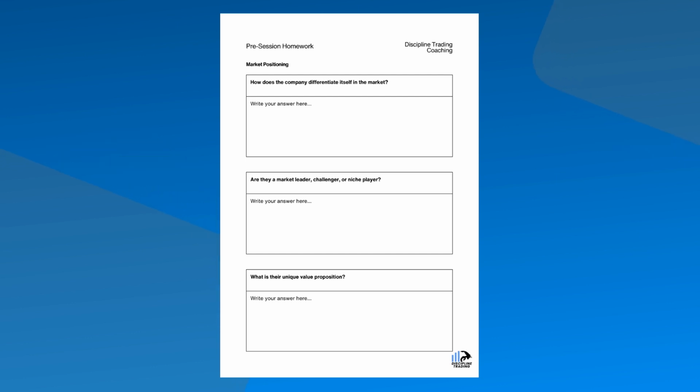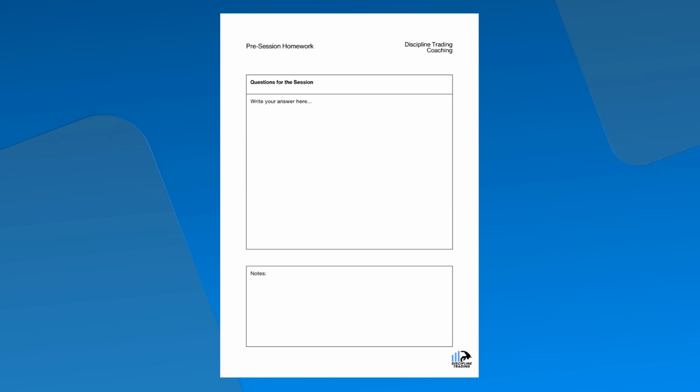What is their unique value proposition? What makes them a company that you would want to invest in and people would want to continue to use their services, goods, or whatever they provide on a consistent, ongoing basis? What's unique to them? Again, we're talking about moat and market positioning.